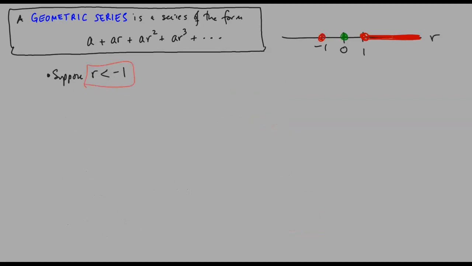Okay, suppose r is less than -1. We've got some r value back here. What can we say about our geometric series in that case? It might help to think of a concrete example here, and if you see one, you'll see why this applies to any such case.